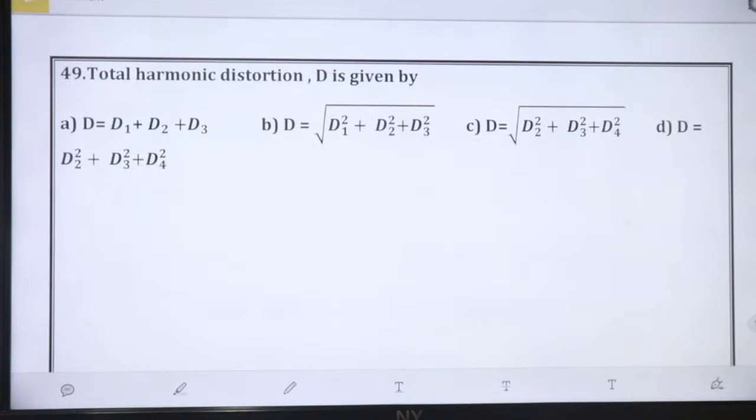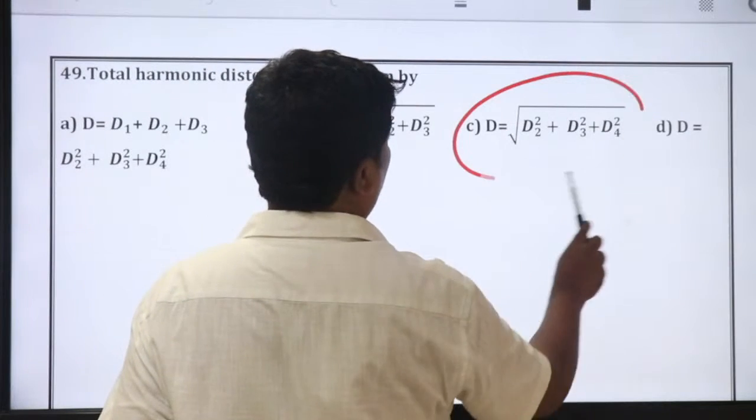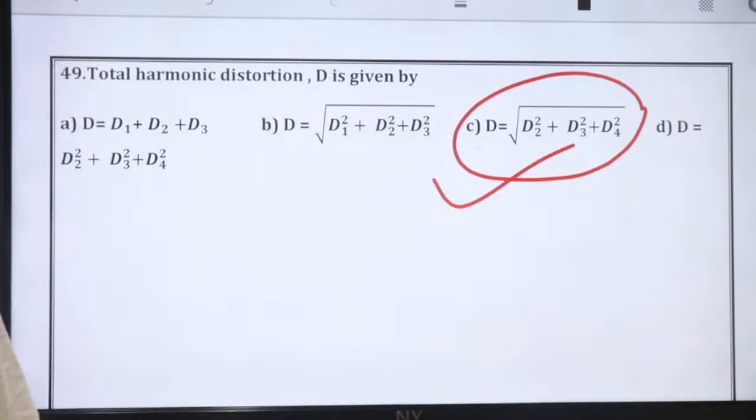Total harmonic distortion formula: D is equal to square root of D2 square plus D3 square plus D4 square. This is also an important formula. Total harmonic distortion.